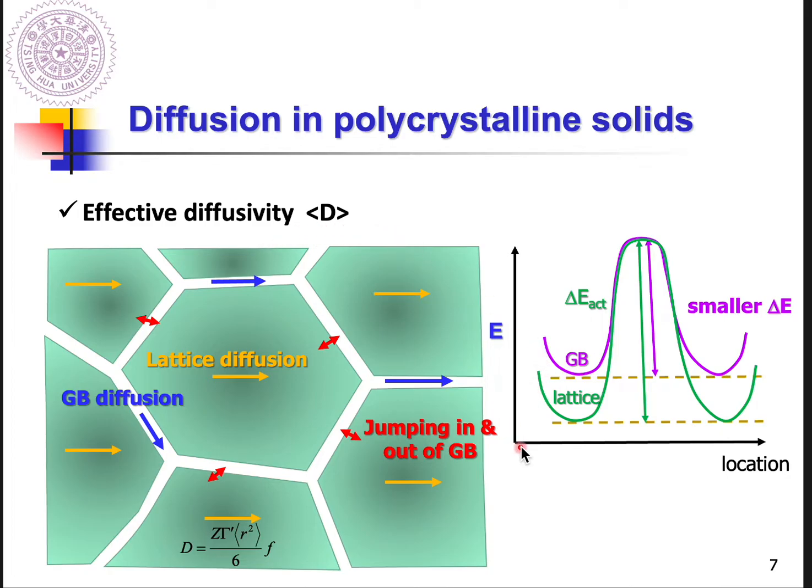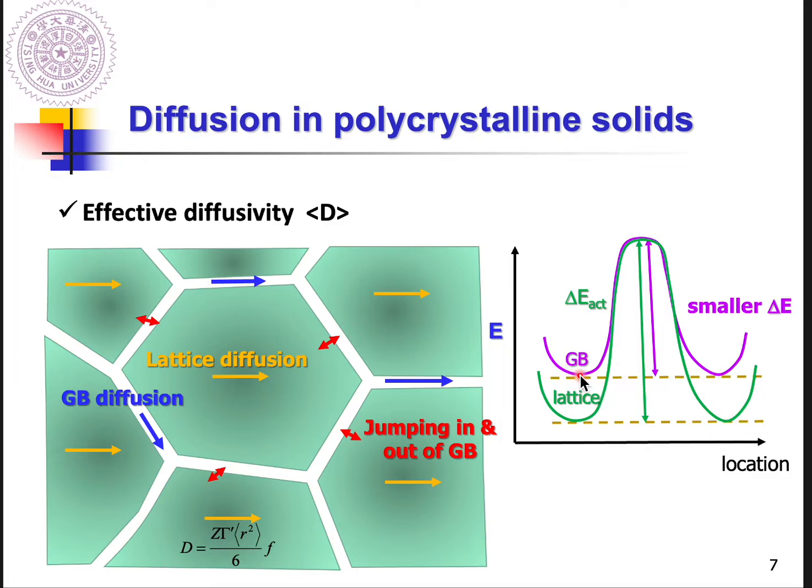Okay, so in previous class, we also mentioned the atoms diffusing through the grain boundary and diffusing inside the grain. Which one is much easier, or which diffusivity is higher? Based on the energy as a function of location, the green curve represents the atom. If the atom is inside the lattice, it needs to overcome this energy barrier, or activation energy, then they can jump from this location to this location.